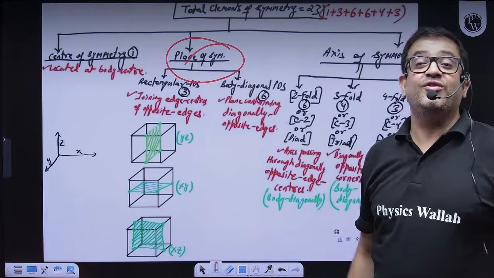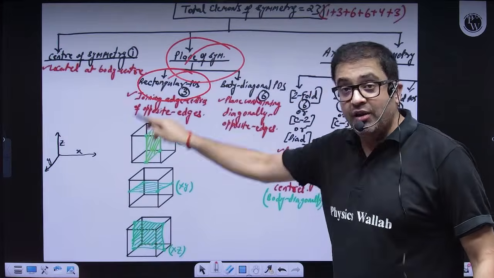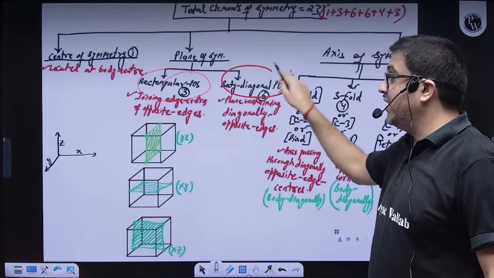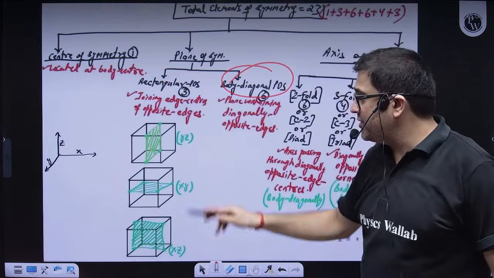Then we have the plane of symmetry. How many types of planes of symmetry? We have two types. You have a rectangular plane of symmetry, and you have a body diagonal plane of symmetry. Sir, what is this rectangular plane of symmetry?